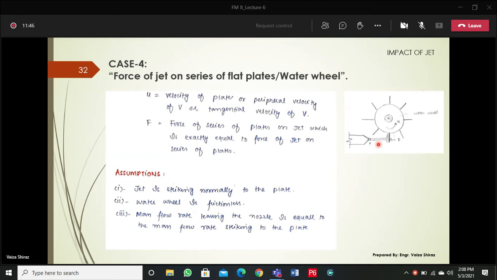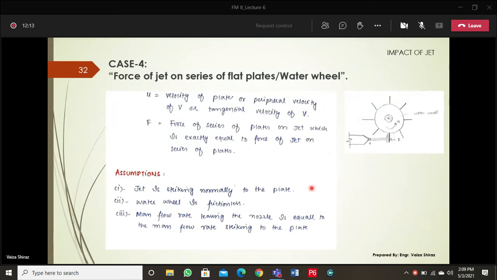It means that you are converting the hydraulic energy into mechanical energy, और इस केस में वो उस व्हील की रोटेशन की फॉर्म में है. Now what is it? So by definition it is the force of the jet on the series of flat plates, which is exactly equal to the force of the jet on the series of the plates. तो ये बिल्कुल वही आपकी डेफिनेशन है जो आपने पहले केसेस में की है.